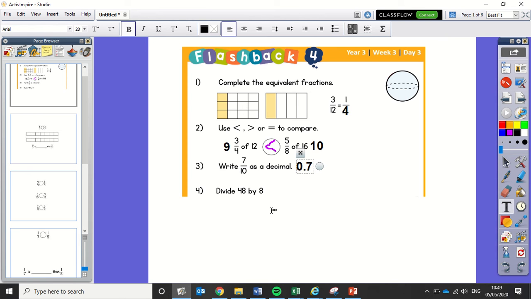Number 4 says divide 48 by 8. Well, if you practice your 8 times tables, you'll know this. If not, do 8 times 10, which is 80, divided by 2, so 8 times 5 is 40. Add another 8 is 48, which means 48 divided by 8 is 6. Nice and easy.